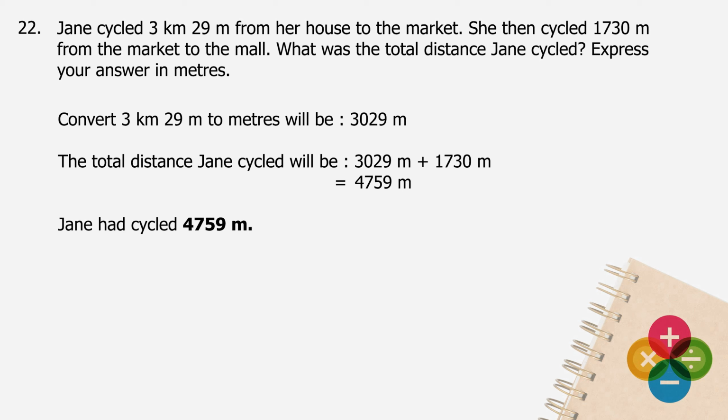Convert 3 km 29 meters to meters will be 3,029 meters. The total distance Jane cycled will be, add 3,029 meters to 1,730 meters, and the sum is 4,759 meters. Jane cycled 4,759 meters.